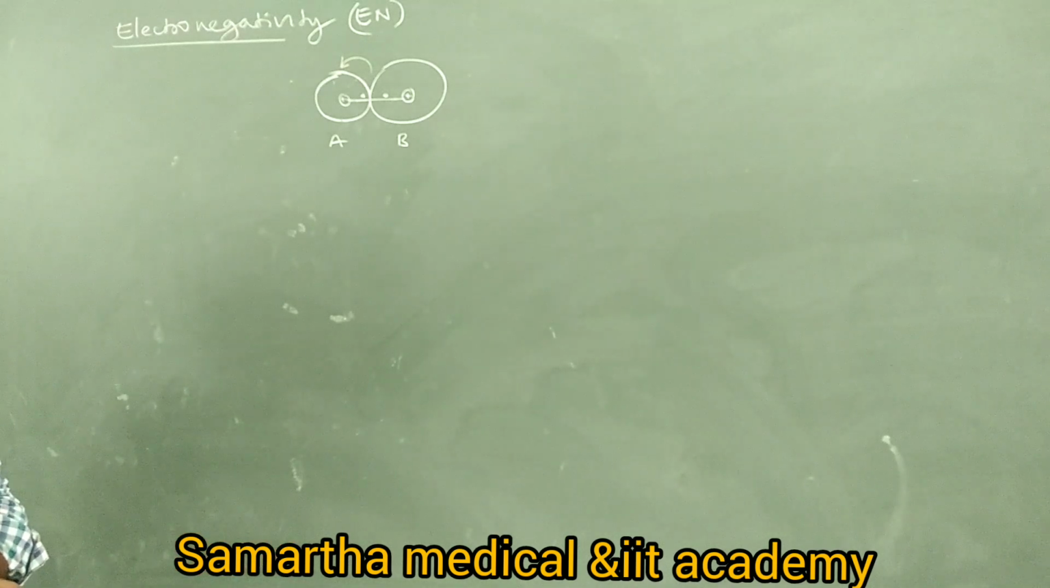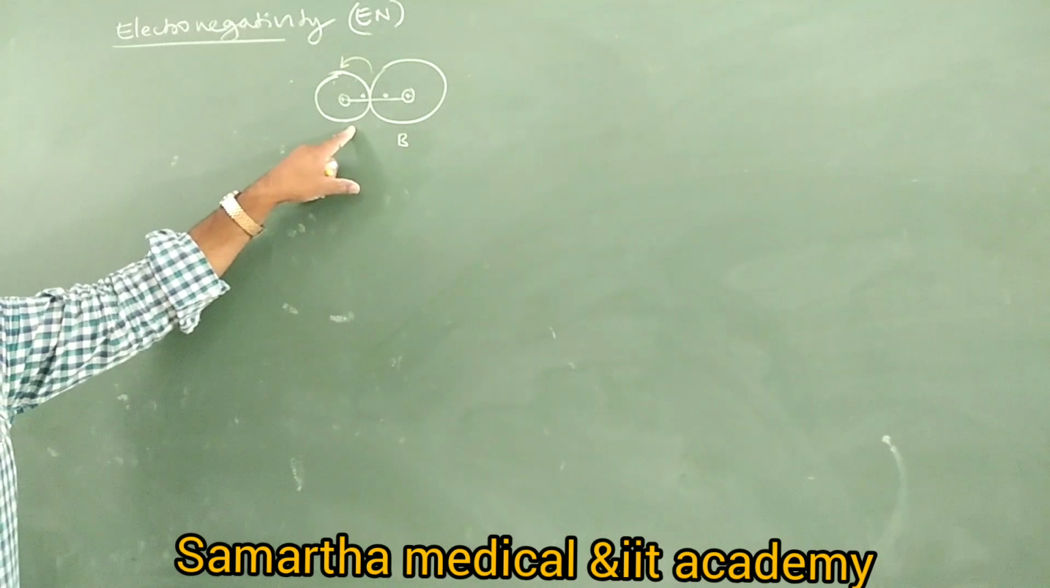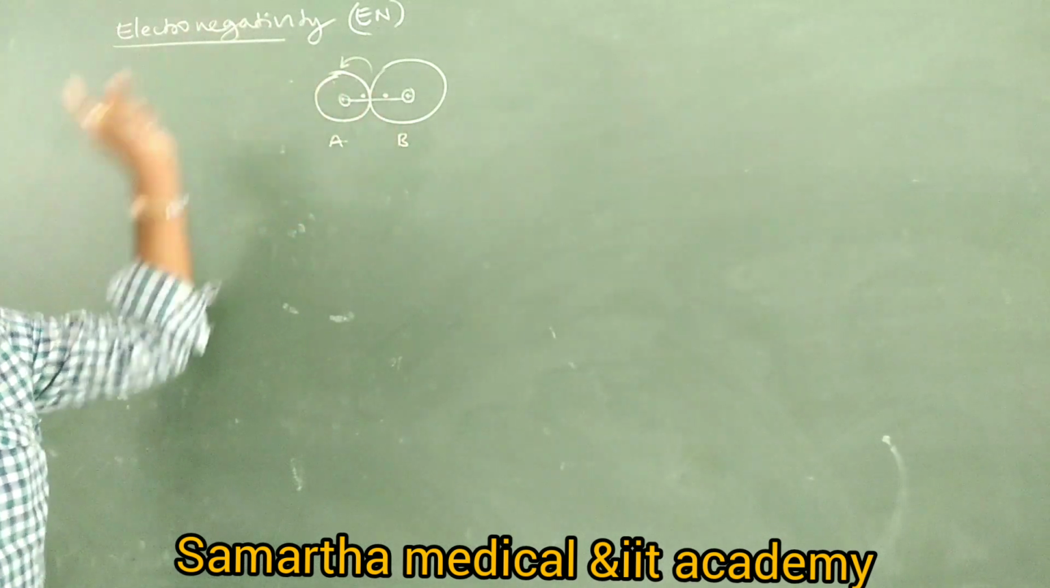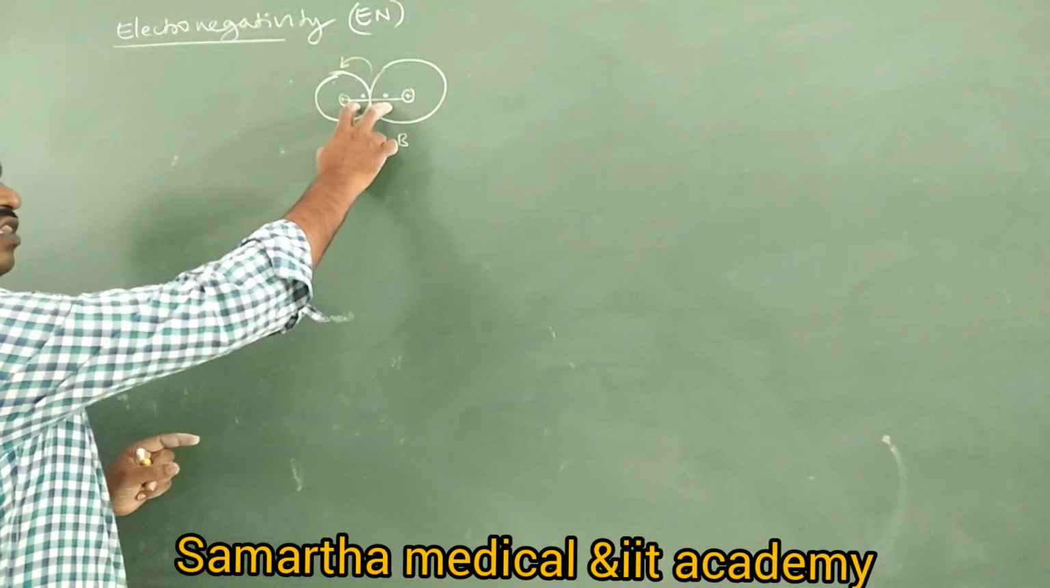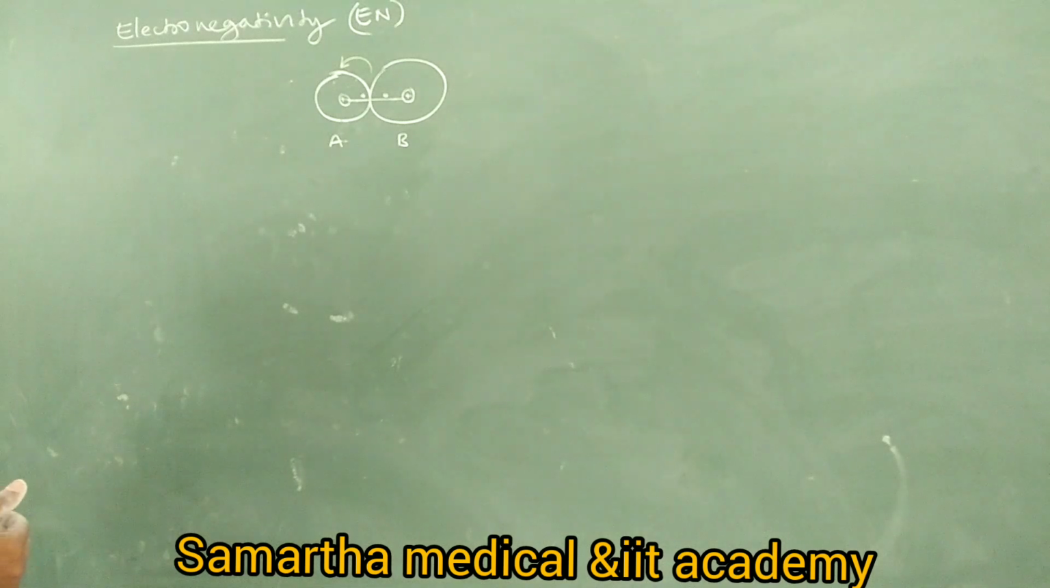Then how do you define electronegativity? The tendency of an atom in a molecule, it should be in a molecule, important. The tendency of an atom in a molecule to attract the bond pair, nothing but the shared pair of electrons, towards its side, is called electronegativity. Right?